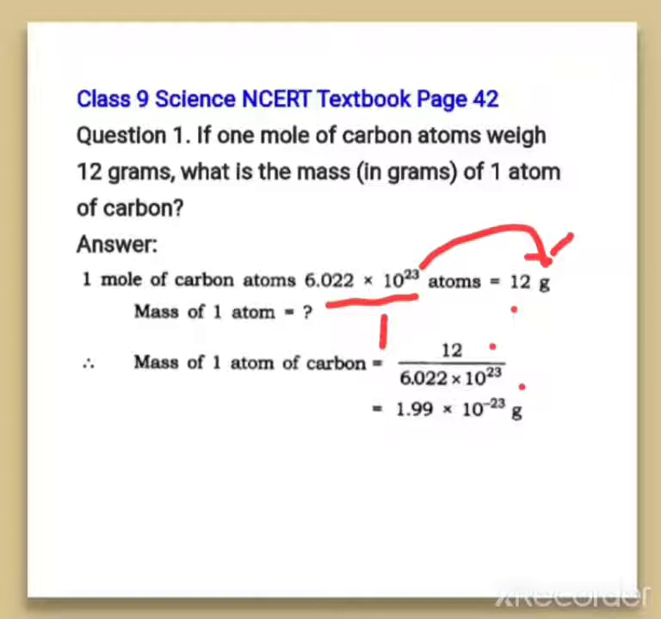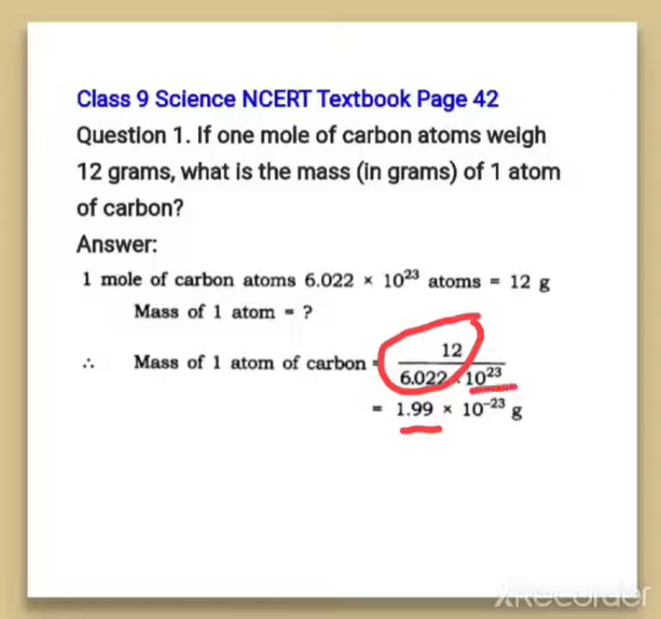When we solve this, we get 1.99 into 10 raised to power minus 23 gram. How does it come minus 23? Because 12 divided by 6.022 gives 1.99, and 10 raised to power 23 is in the denominator. When you take it to the numerator side, the power becomes opposite: if it is positive, it becomes negative.